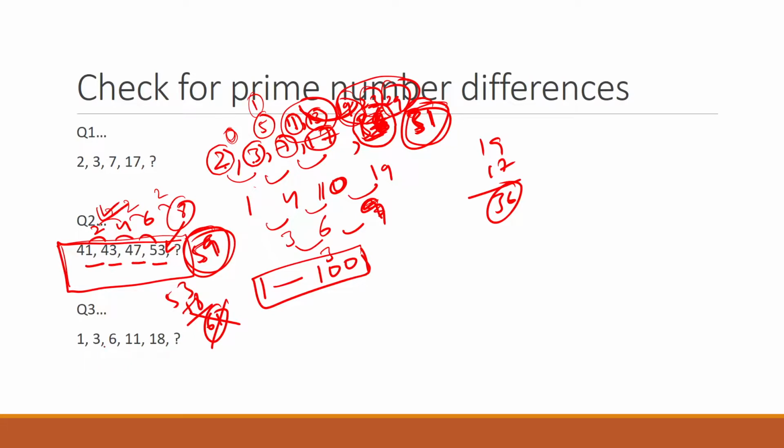Next, sometimes prime numbers are hidden in your series. So if you do the difference here, 2, 3, 5, 7, the next number would obviously be 11 if you know the series from 1 to 100. So 11 plus 18 will be 29. So 29 is your answer in this case.